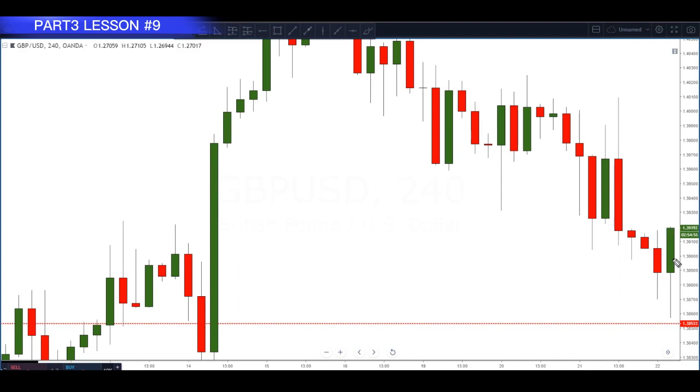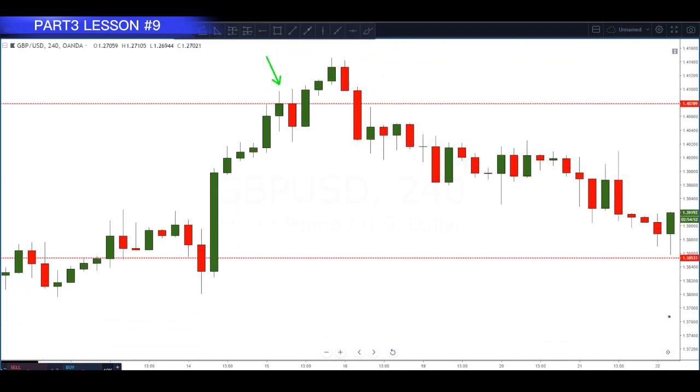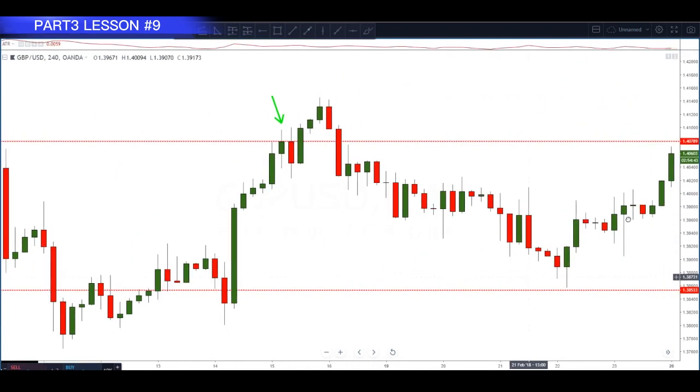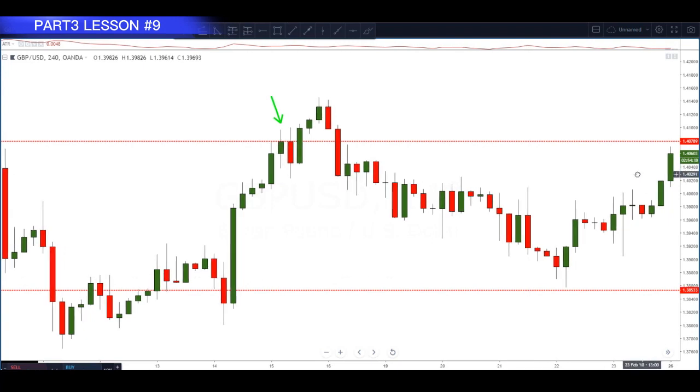So that would be a valid aggressive entry. Stop loss would go below the swing low, again by 50 pips. This market pushes up and hits what would have been targets. Now we're continuing to look for our trade.